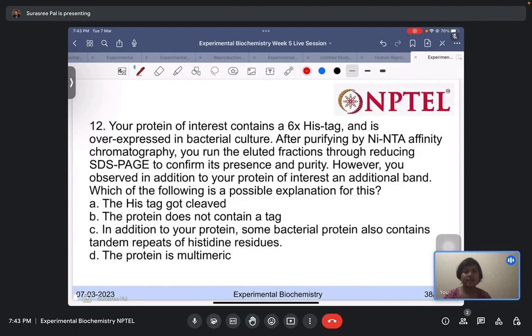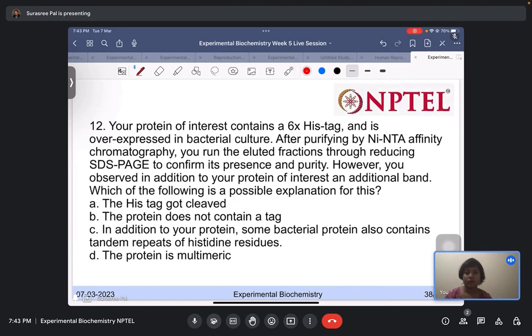So if the protein has a 6x histidine tag and it is overexpressed in bacterial culture, after purifying by nickel NTA chromatography, we run the eluted fraction on SDS-PAGE, but there are additional proteins along with your protein of interest, which we can observe in the gel. So what is the reason for these additional proteins? That means the contaminant proteins.